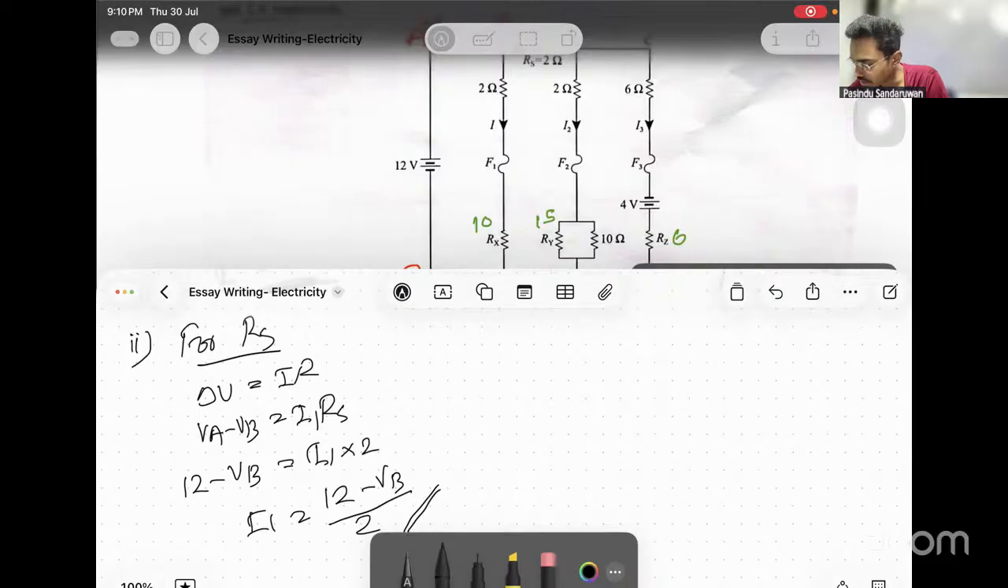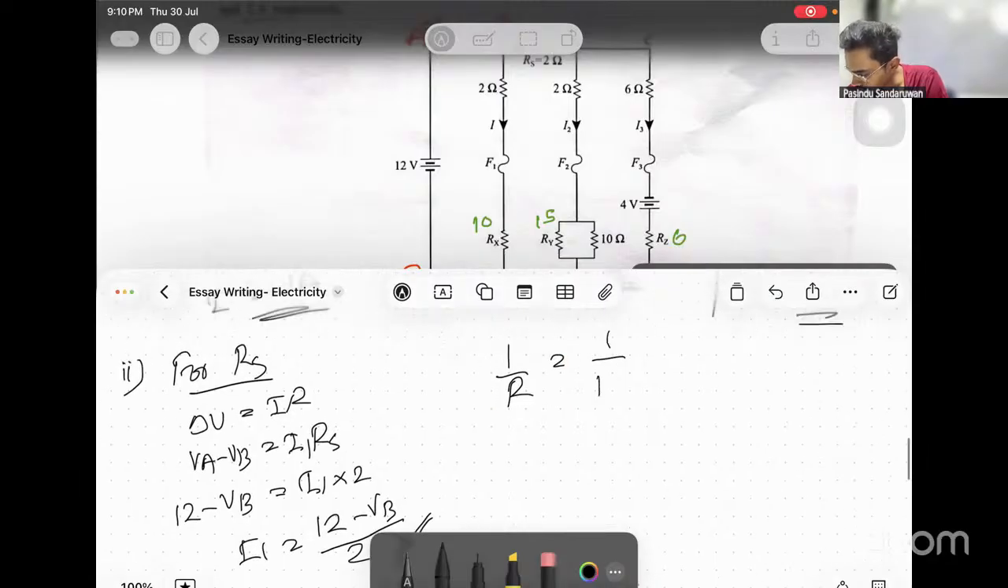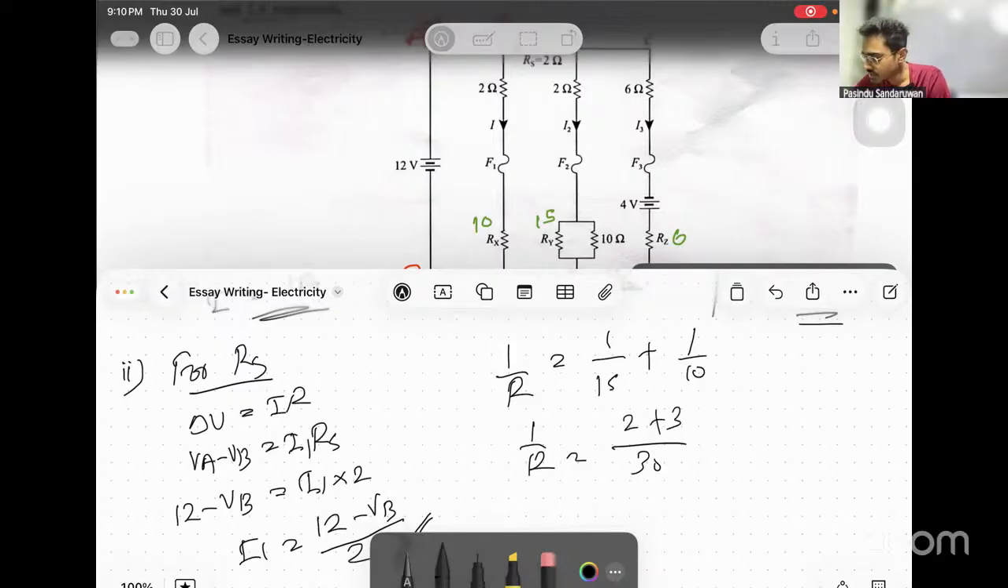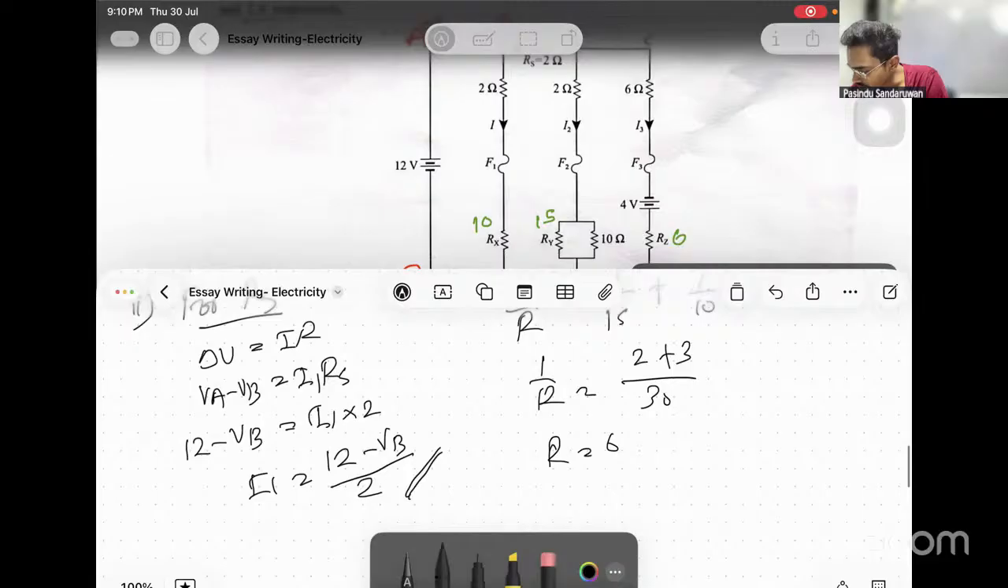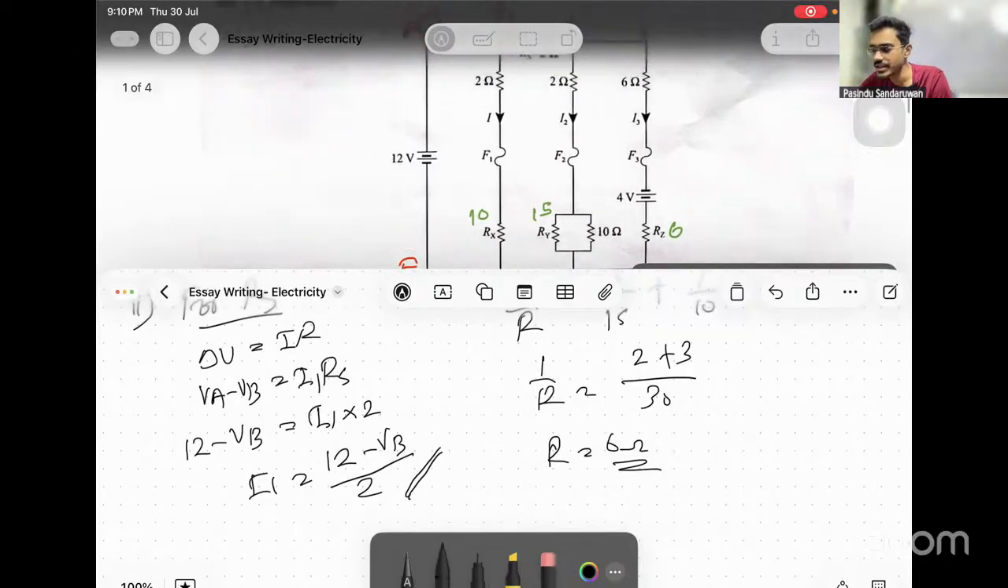Then the equivalent between these two: we know 1 over R equals 1 over 15 plus 1 over 10. Then 1 over R equals, this is 30, then 2 plus 3, so R equals 30 over 5, 6 ohms. The equivalent of Ry and 10 is 6 ohms. Right? So if that equivalent is known, between B and C that potential difference is VB, no?